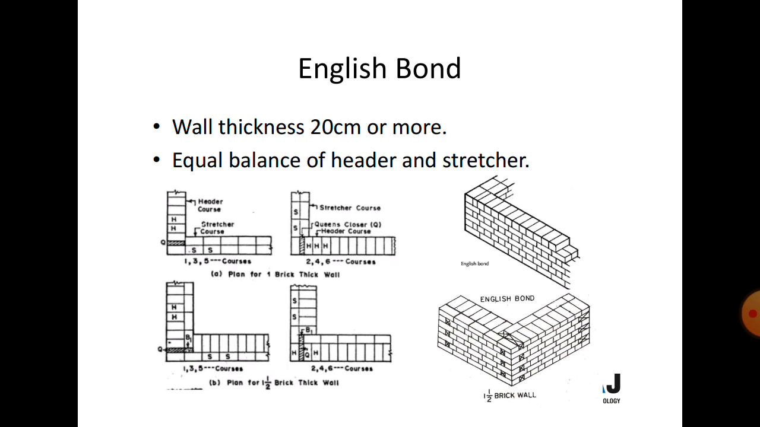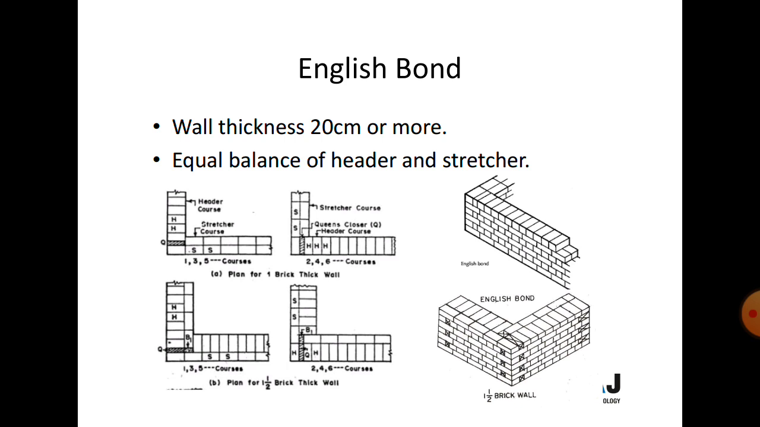The first two figures on the upper side show a one brick thick wall, and the second two figures show a 1.5 brick thick wall. So in a one brick thick wall, all the stretchers are put in the 1st, 3rd and 5th courses, and in the second, fourth and sixth courses, headers are seen.